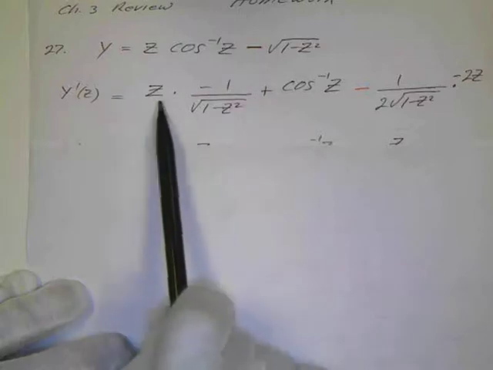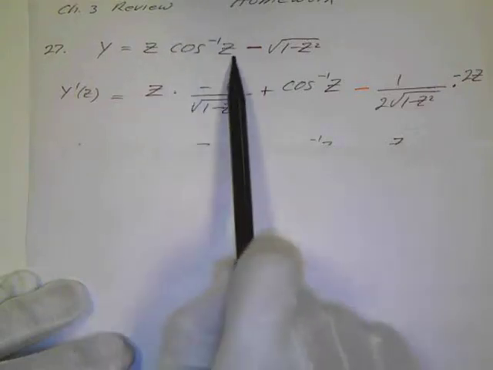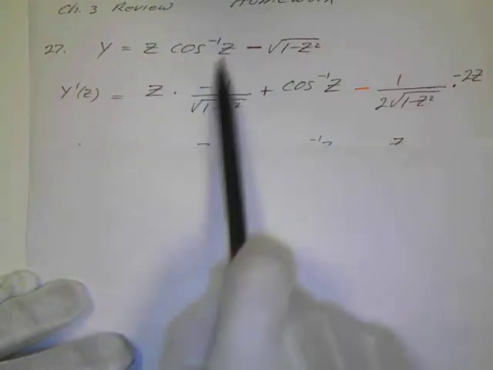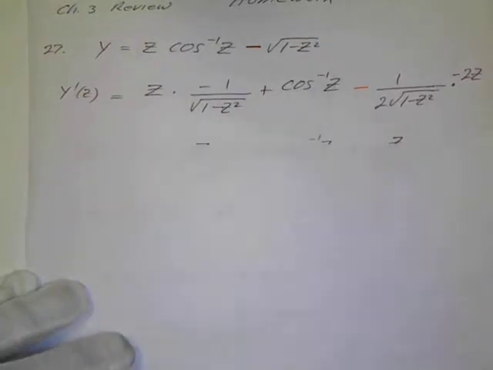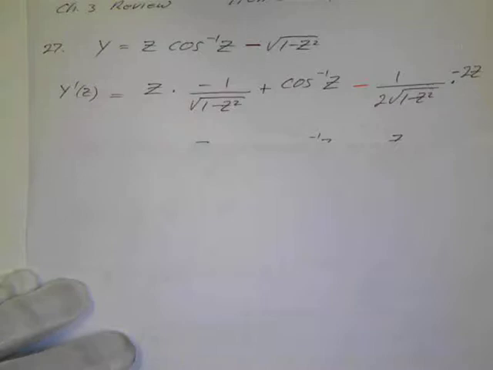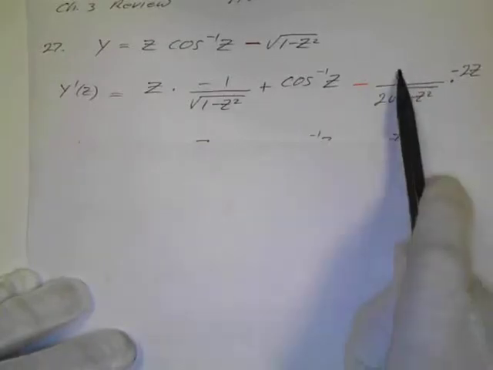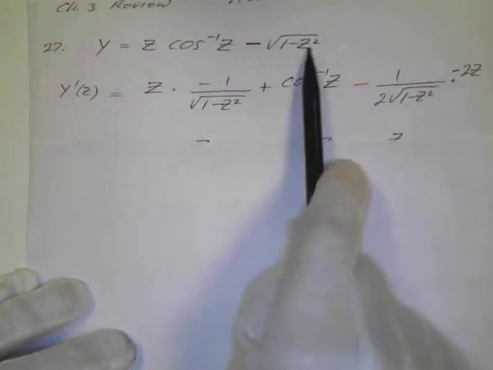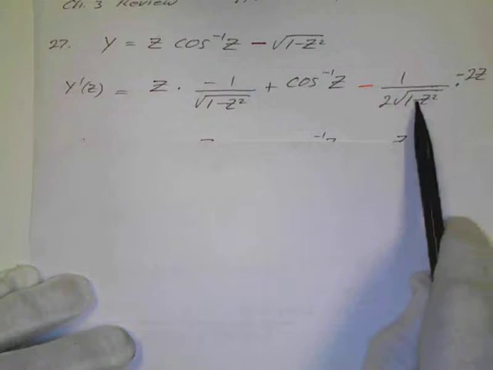So again, that's going to be first times the derivative of the second, which is negative 1 all over the square root of 1 minus z squared, plus the second, that's our inverse cosine of z, times the derivative of z, which is just 1. Okay? And then this is negative, and then remember we could just use our basic rule. The derivative of the square root of x is just 1 over 2 times the square root of x, except we got the chain rule. So this is going to be 1 over 2 times the square root of this 1 minus z squared times the derivative of this, which is going to be the derivative of 1 is 0, and that's going to be negative 2z.